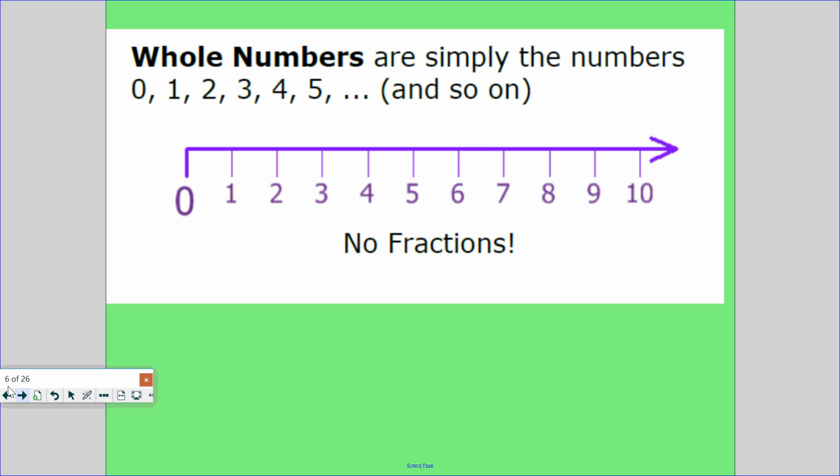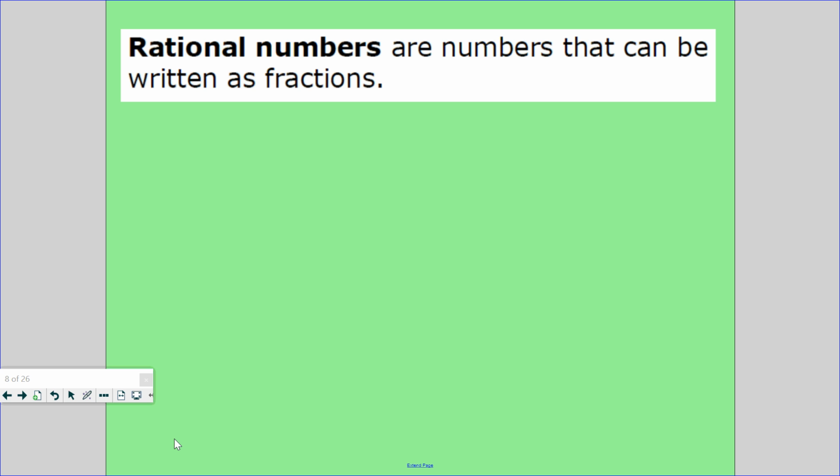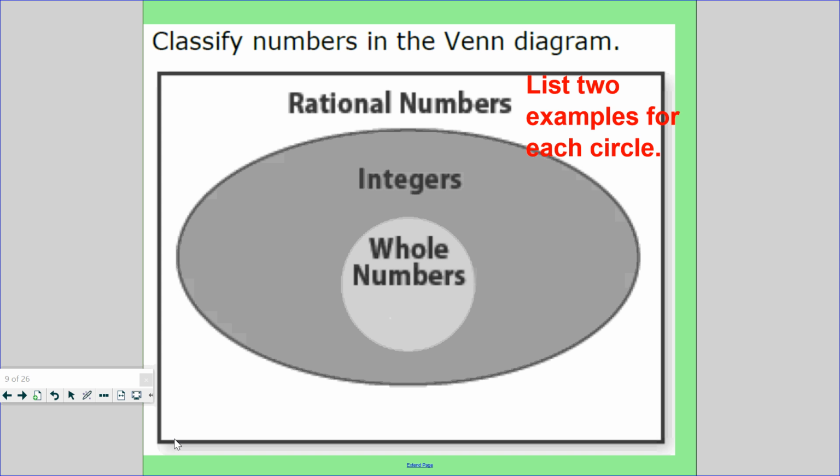And next part, integers are like whole numbers, but they also include negative numbers, the opposite, but still no fractions or decimals are allowed. So integers can be negative, like -3, -2, -1, positive, 1, 2, 3, or 0. And rational numbers are numbers that can be written as fractions or decimals. So can you, on your own, think of numbers that fit into here?